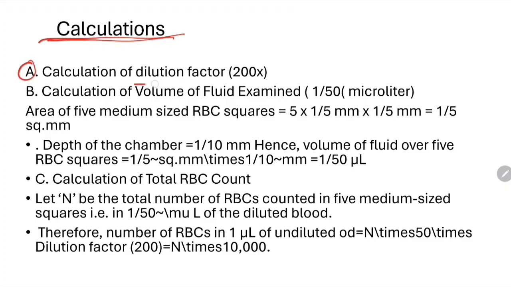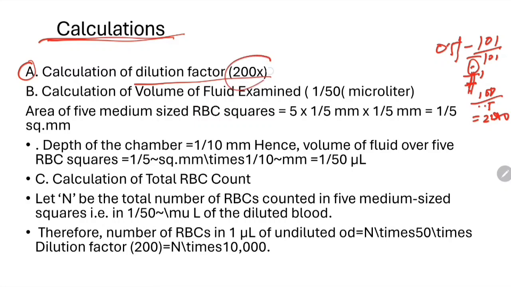Calculation A, calculation of dilution factor. We know that we are using 0.5 blood, then the final volume will be 101 after taking the diluting fluid. Then the bulb part will contain 0.5 blood and diluting fluid, and the stem part will contain only fluid. So we have to discard 101 minus 1, so we get 100, divided by the initial volume, the stem part being 0.5, so the total dilution factor will be 200 times. So that is 200 times is the dilution factor.